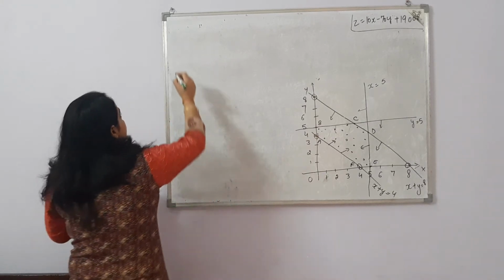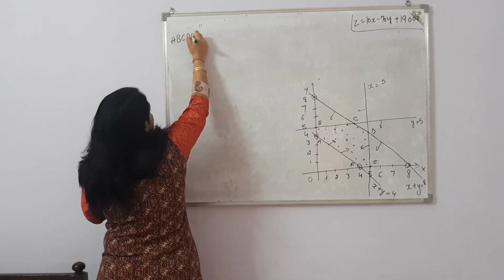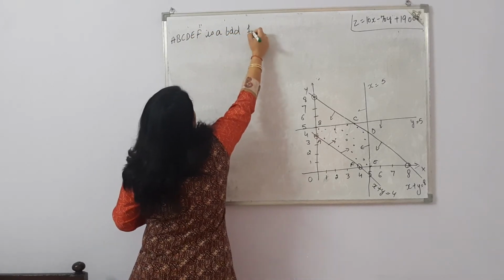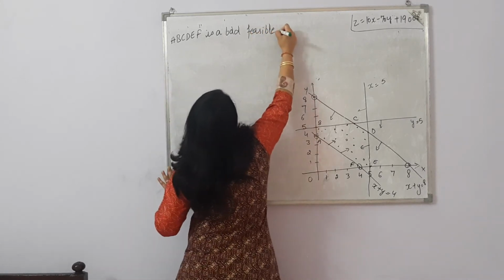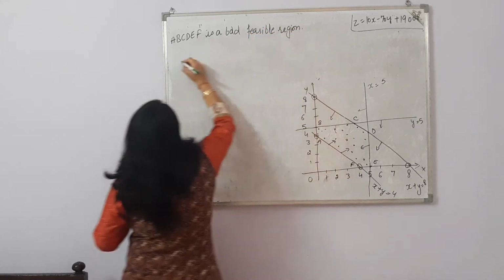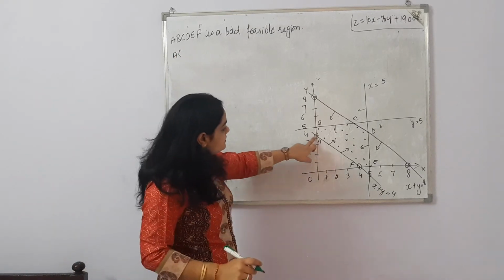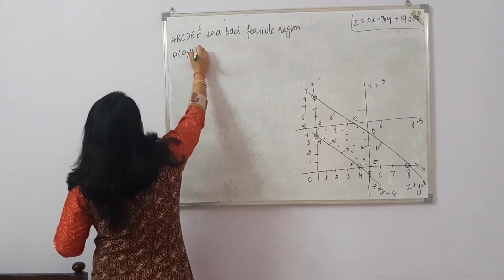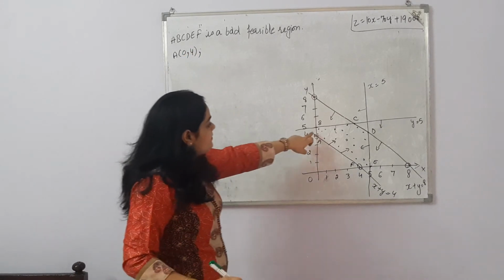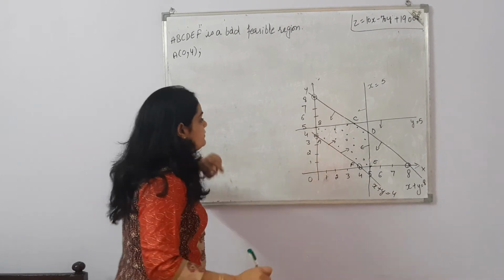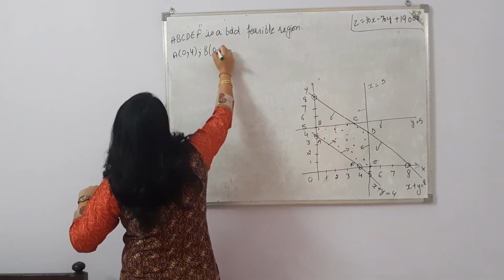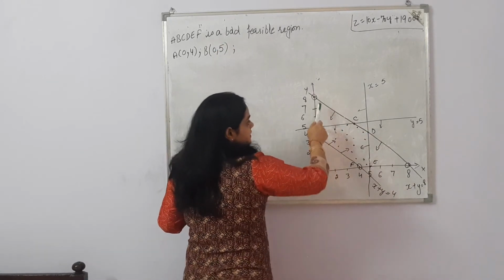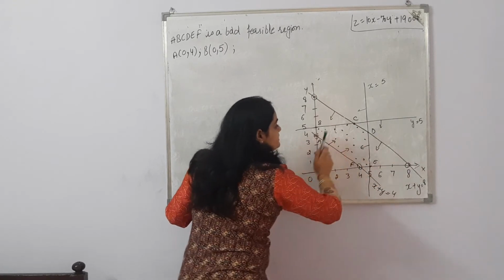What is A point? A, B, C, D, E, F is a bounded feasible region. A is at 4 on the y-axis, so it becomes (0, 4). The B point is at 5, so B is (0, 5). The C point is the intersection point of this line and y equals 5.